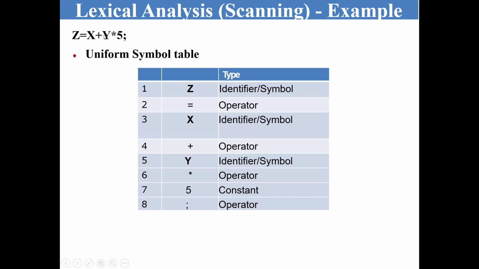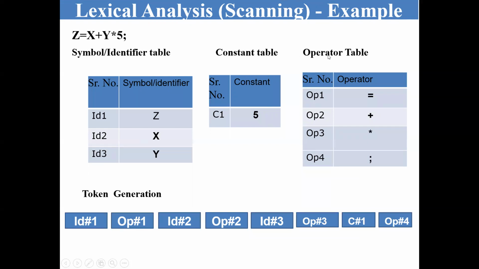So z is equal to x plus y into 5. So z equal to x, then plus y into 5, right? Then semicolon. So here the tokens or types are declared, that is identifier, operator, identifier, symbol, operator, constant, operator. This is the uniform symbol table. And then now the different tables are generated, that is the symbol or identifier table, constant table, operator table.